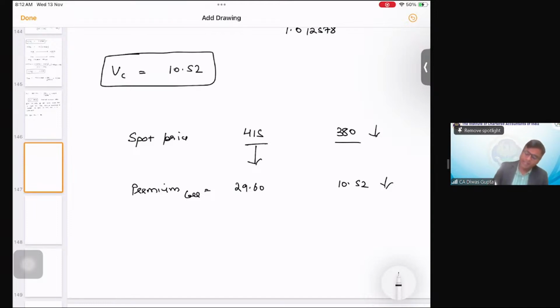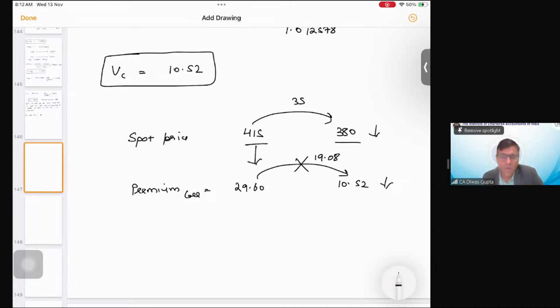But it's not necessary that whatever reduction has happened here, the same amount of reduction will happen here. It's not necessary. Right? Because here almost 20 and 15, 35 rupees reduction has happened. And here almost some 19.08 rupees have reduced, correct? So it will not go hand to hand, but it will go in the same, let's say, some kind of a proportion or some kind of a same direction.